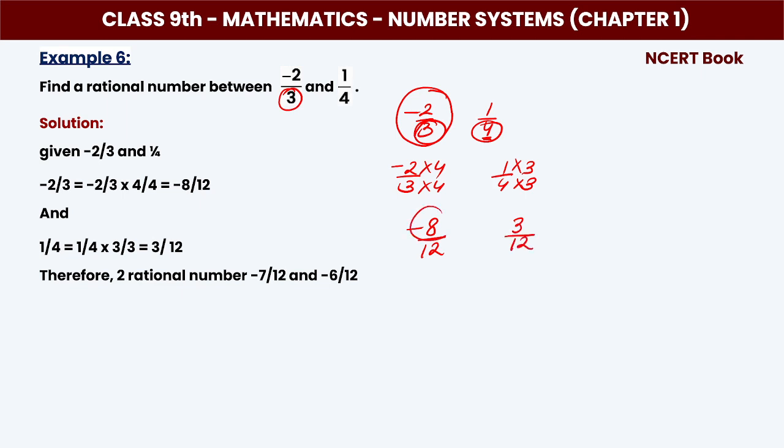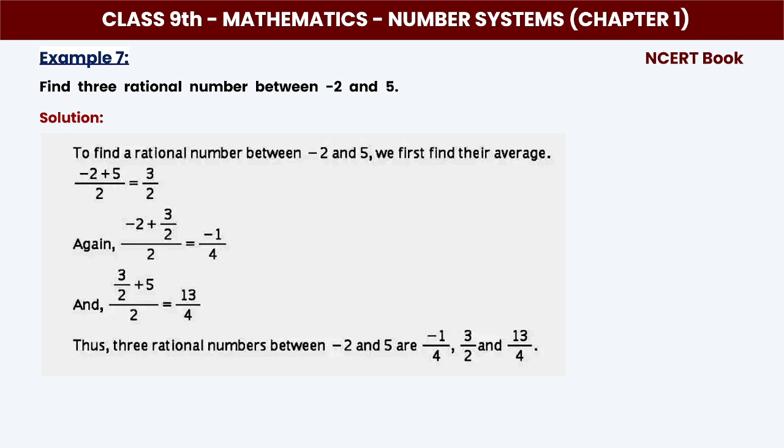The number between minus 8 to 3 we have here minus 7 by 12, minus 6 by 12, minus 5 by 12, minus 4 by 12 like this. So many numbers are there which lie between them. Now question is find three rational numbers between minus 2 and 5. To find a rational number we need to first find their average. We need to find three numbers. So simply just check it. Minus 2 and 5. It's minus 1, 0, 1, 2, 3, 4. Right? So many numbers are there which are lying between minus 2 and 5.